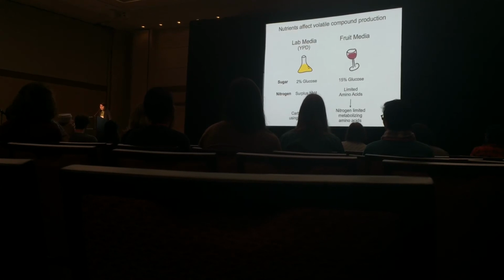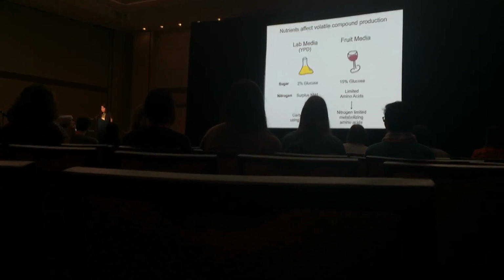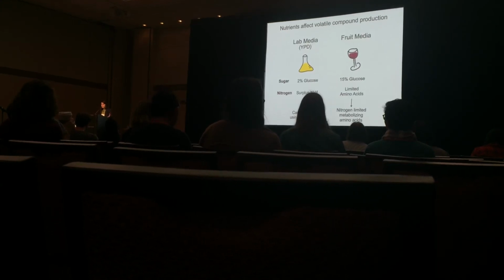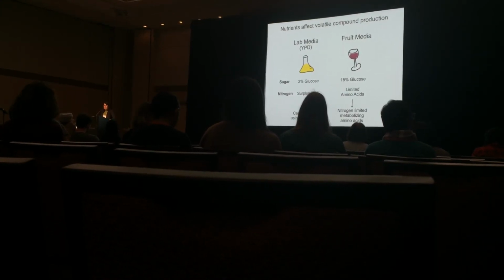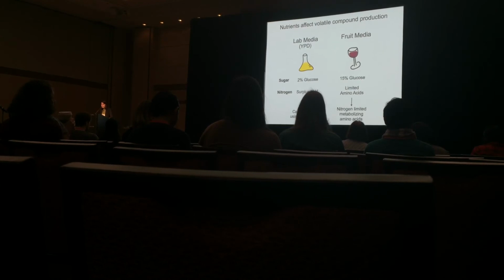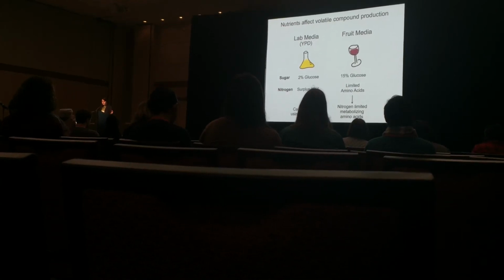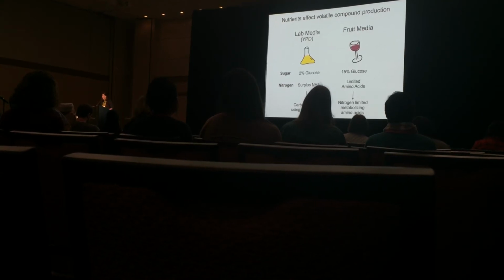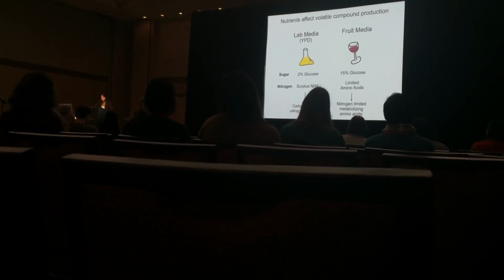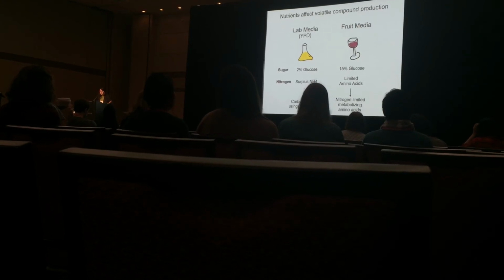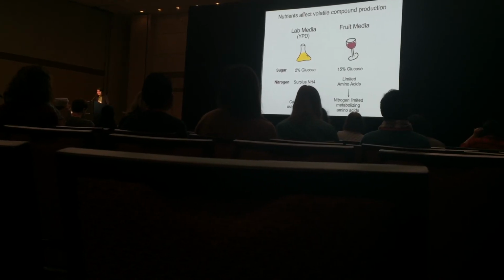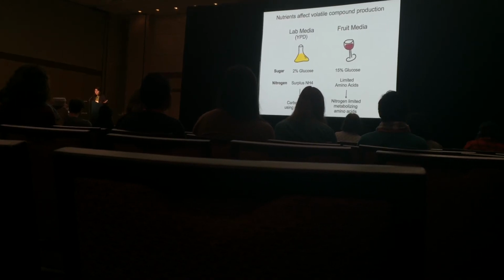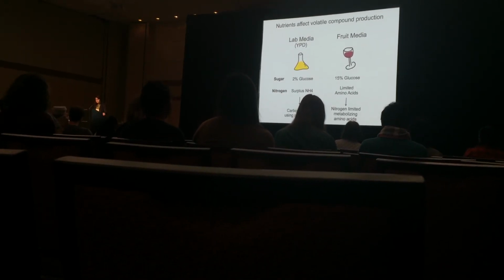So lab media is very much glucose limited and has ample amounts of nitrogen, mostly in the form of molecular nitrogen. On the other hand, fruit media have high levels of glucose and limited amounts of nitrogen, and it's mostly in the form of amino acids. So you can imagine when growing on a more fruit-like media, there's going to be a high level of glucose, which is going to allow the cells to actively ferment, which we know is the attractive stage. But the limited amount of nitrogen and types of nitrogen may force mitochondrial engagement.